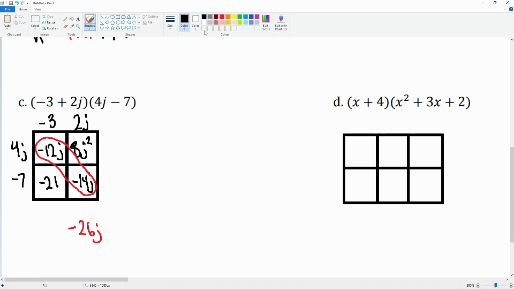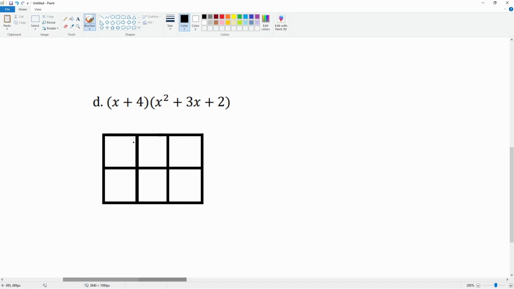Bring everything else down. We can bring down the 8j squared first, because that is the leading term. It has the highest degree. Then those are like terms diagonally. Then we bring down the 21. Because remember, it always has to be in descending power. Okay? Standard form.